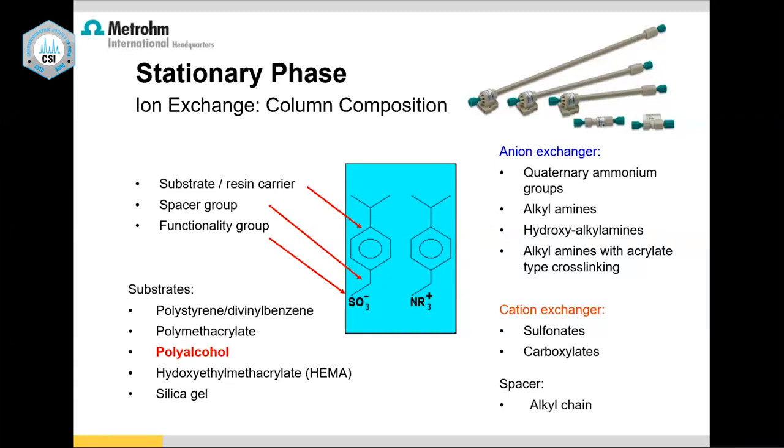With respect to what is inside the column, which is very important for us, this is the column composition. We have a substrate or a resin carrier, the basic bed, and there is a spacer group which attaches the functionality group to the basic substrate. Normally, a spacer group is an ethyl or a propyl group, not more than that. These are the ion exchange sites which make the column ionic in nature. If I have to do cations, which are positively charged, I need an opposite charge on the column. Normally it is sulfonates or carboxylates.